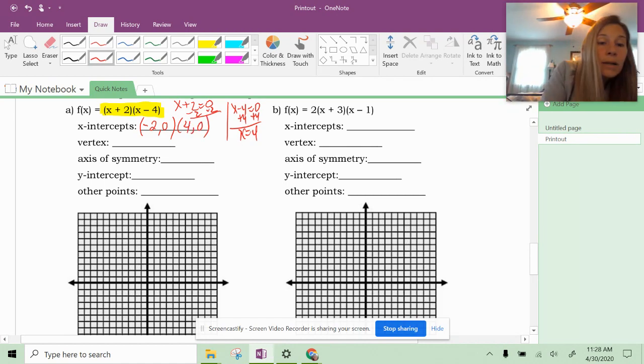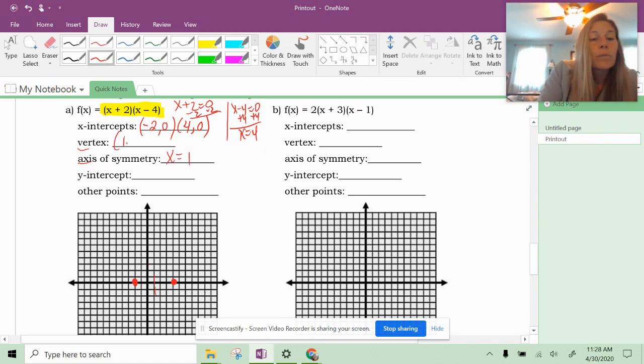Now the vertex and the axis of symmetry, you're going to get by finding the middle of these 2 values. So you have 2 options. One, you can look on the graph after you plot them and see what is the middle point between these 2 dots. So if I have a negative 2 and a positive 4, what's the middle? Positive 1. X would equal positive 1.